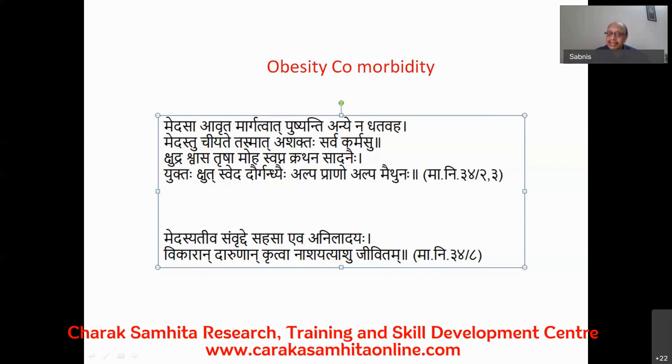And again, Madhavanidana said that Medasa avrutta margatvat pushyanti anye na dhatavah. Except meda, no other tissues are nourished. We have to pinpoint this, that we have to nourish the other tissues and correct the Meda Dhatu. That is the main aim of treating obesity and metabolic disorders.